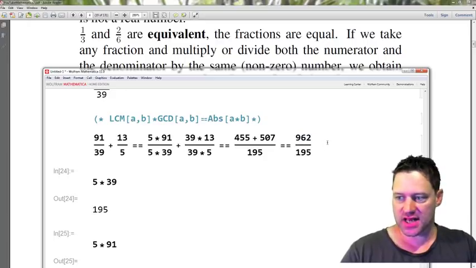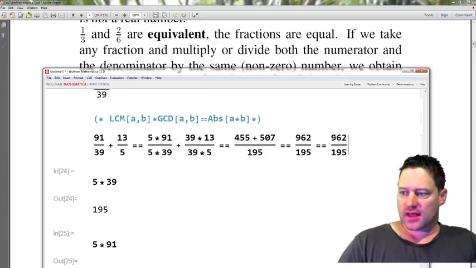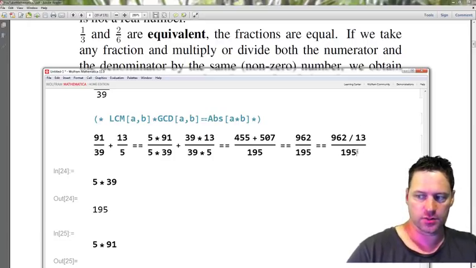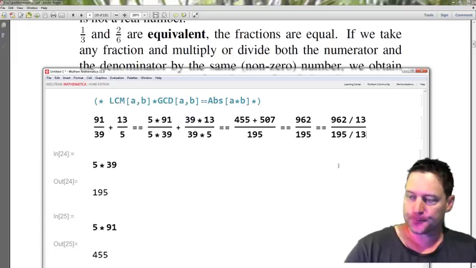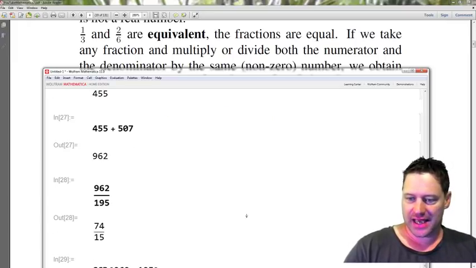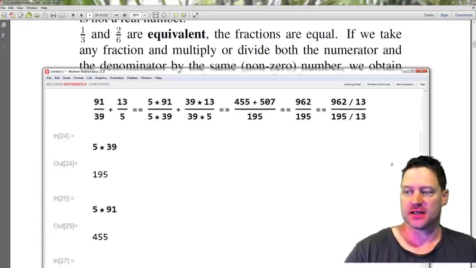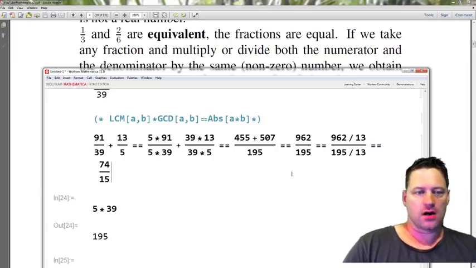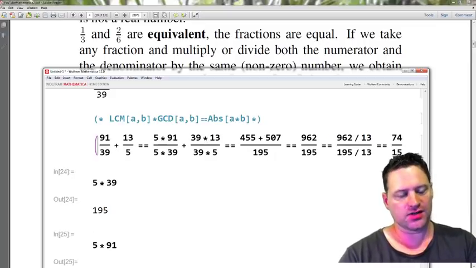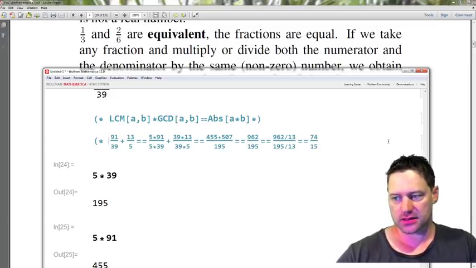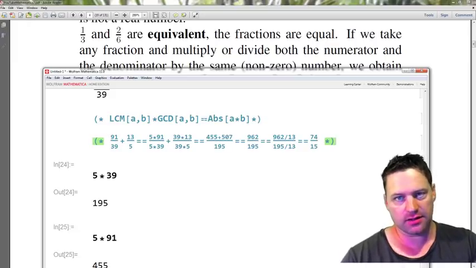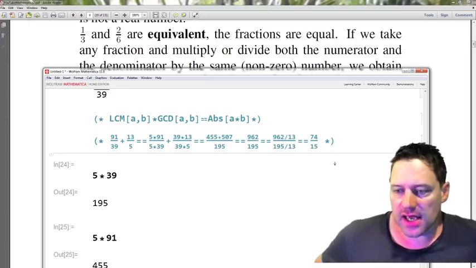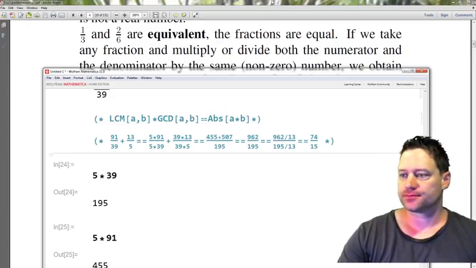So let's include one more step. Okay, so this is divided by 13, and the denominator divided by 13. And what did we get? 74 over 15. All right, and there is our calculation complete. And now I told you I wanted to make this a comment. All right, so this is the kind of thing you might write out by hand. All right, and there we have it. Okay, so that's how to add two fractions.